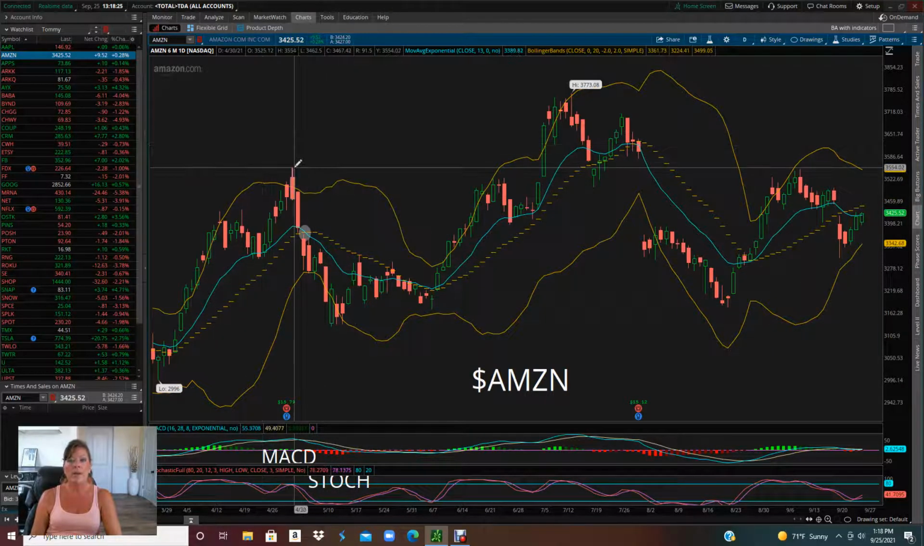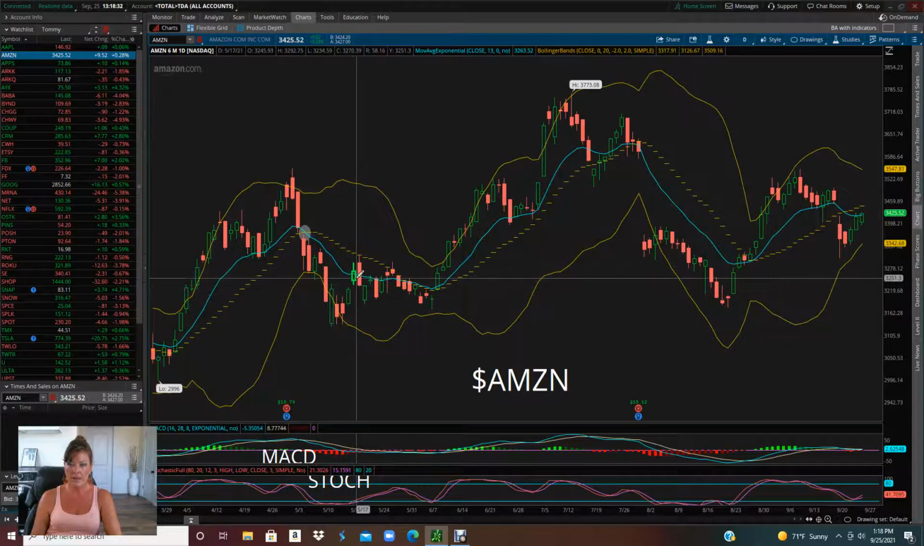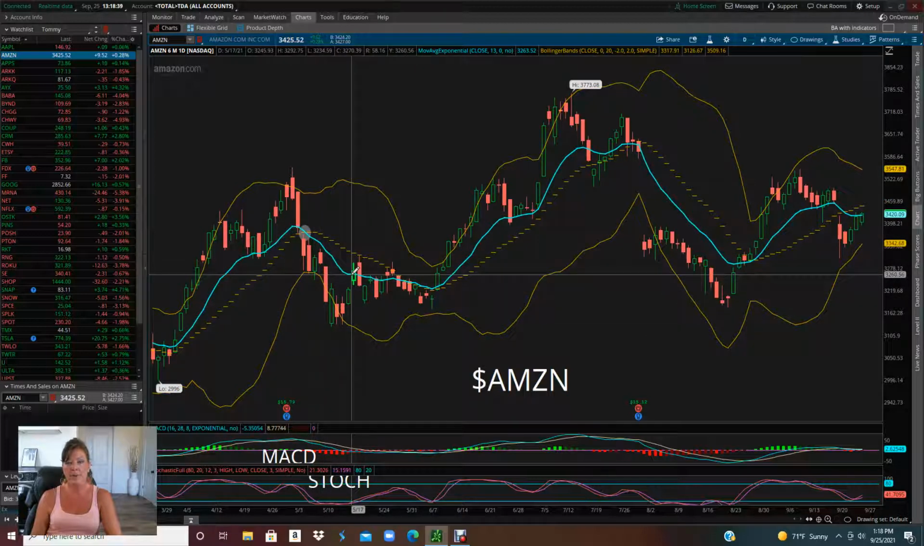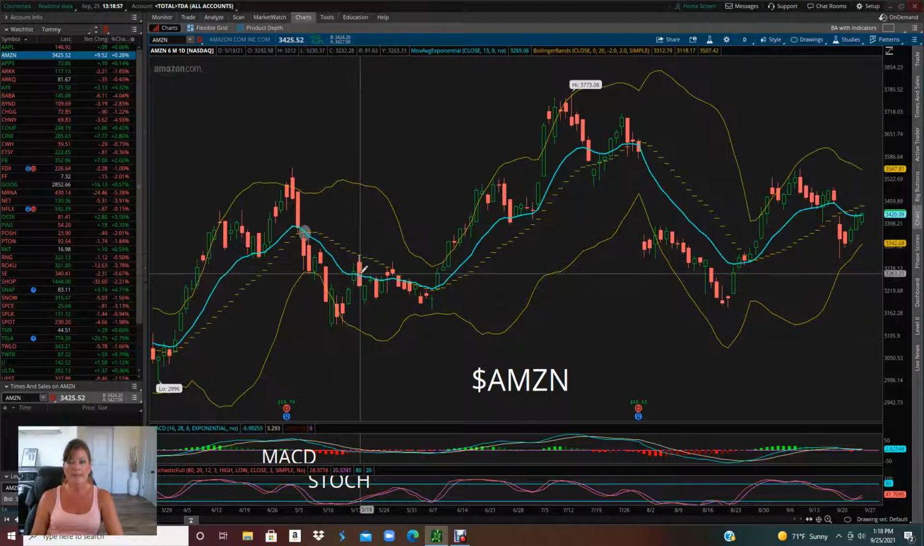Well, guess what? Amazon made a huge move down. And what does it have to do? Back test its 13 EMA. Just like when it made a huge move up, back test 13 EMA. Huge move down, back test 13 EMA. What does that do, guys? Learn this. Learn that. Any huge move up, back test 13 EMA. Any huge move down, back test 13 EMA. Like, that's why I use a 13 EMA, guys. Anyways, so, back tested 13 EMA.